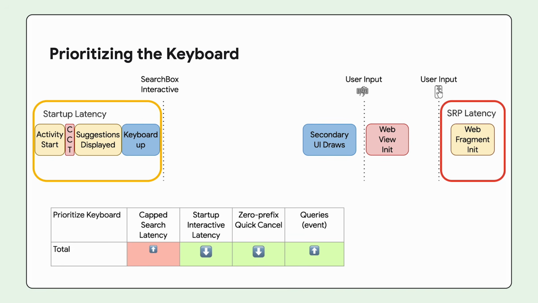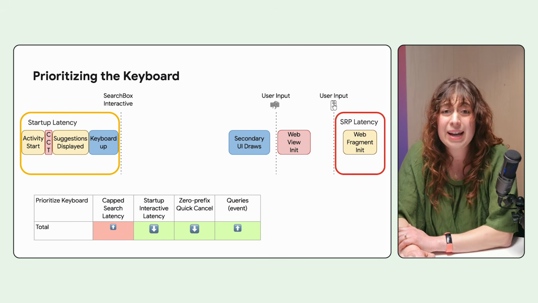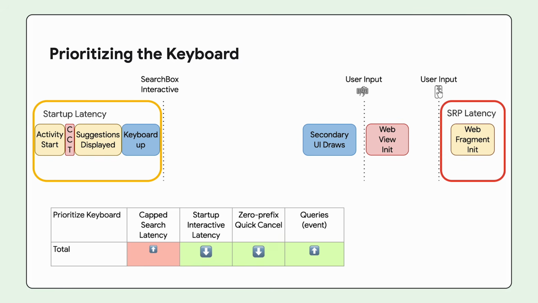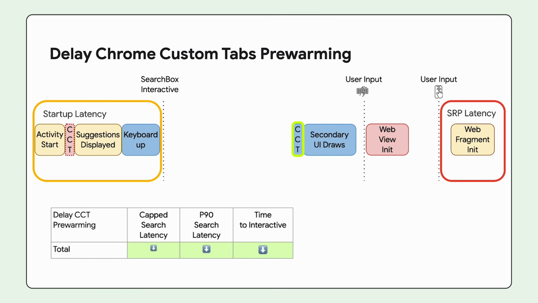Even more excitingly, this drove growth. This launch was actually the largest growth driver for at least the AGA latency team for the year and was the most significant growth for all of AGA in Q2. We also discovered that we were pre-warming Chrome custom tabs, the same Chrome custom tabs that aren't used until a user clicks on a link in the SERP, before suggestions were even displayed. Moving that to just before the secondary UI draws gave a small search latency improvement, but more importantly, a considerable improvement in the time to interactive.